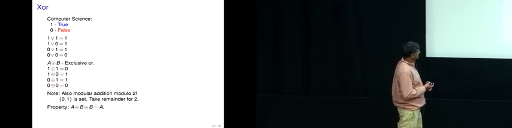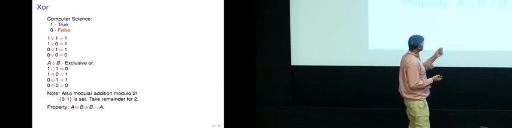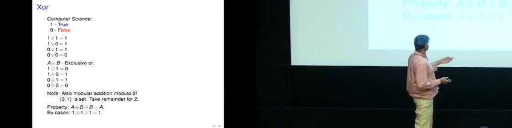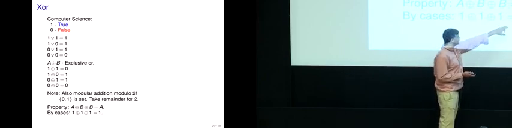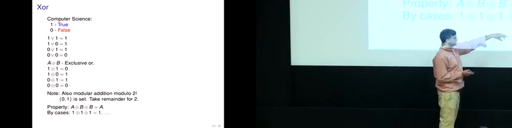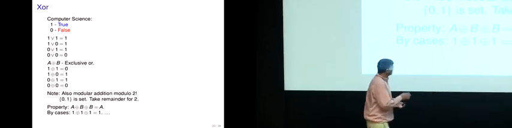Okay, so there's one nice thing here. If you take A XOR B XOR B, you get A back. For example, if you XOR 1 with 1 and 1, you get 1. And if you XOR 0 with 1 and 1, you get 0. And so on.